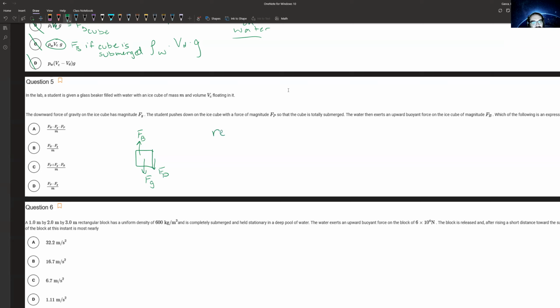When released, the push force, or the force that we push down with, goes to 0. So then the net force will be the buoyant force minus the force due to gravity equals m times a. And so the acceleration is just these two. Because it has been released, the pushing force is no longer there. And that's why B is our best answer choice. Hopefully that made sense there.